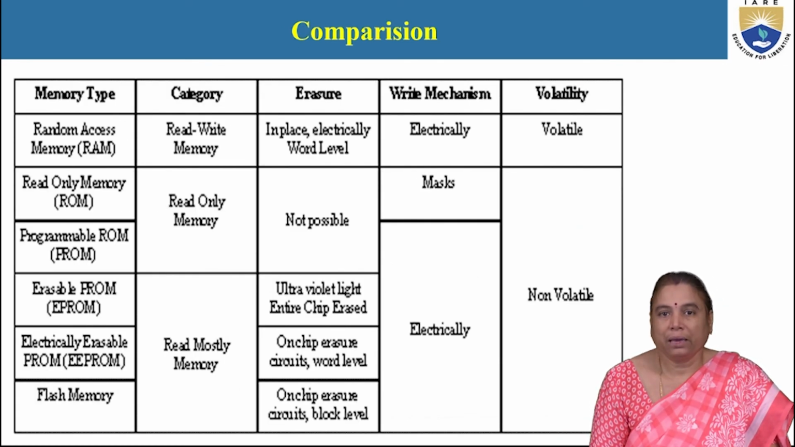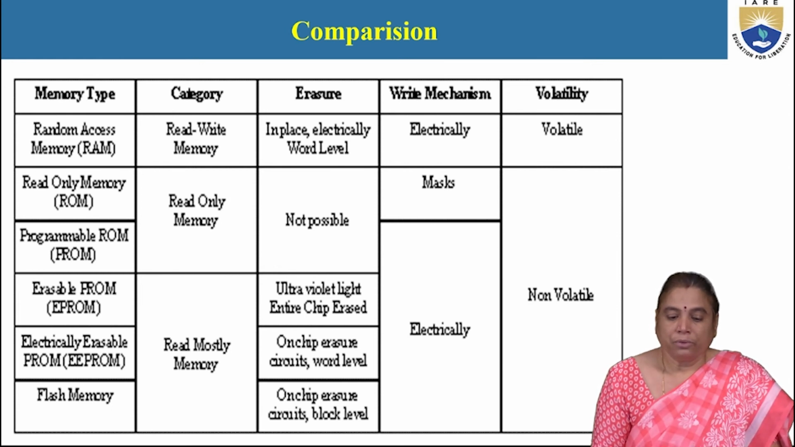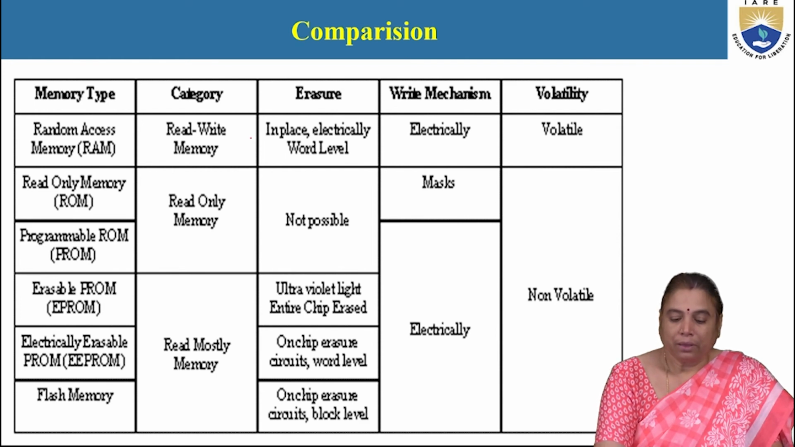Now we can make a comparison of different varieties of ROM chips. Random access memory allows both read and write operations to be performed.